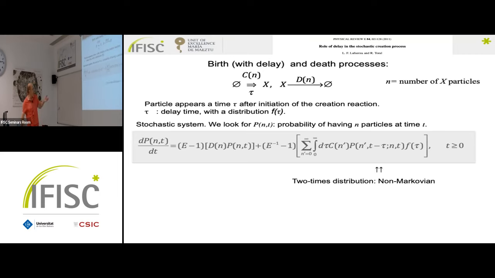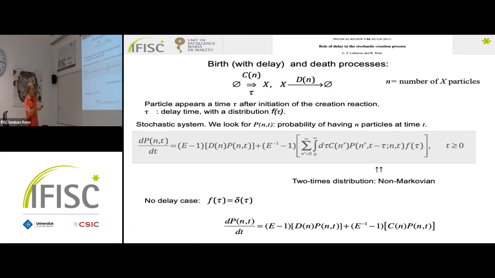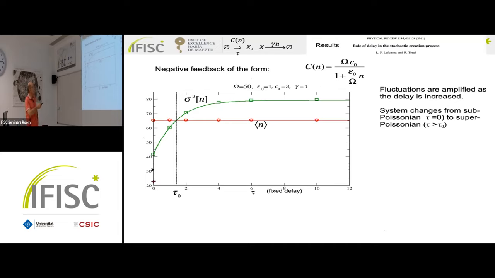And then you need to solve this and treat this. This is non-Markovian because you have the two-time distribution, so the one-time distribution is coupled to the two-time distribution. You can simplify that when there is no delay. So f of tau is simply a delta. Everything happens at time equals zero. You get the standard master equation. But you can solve this. I will not tell you how it is solved, but let me give you just the result.